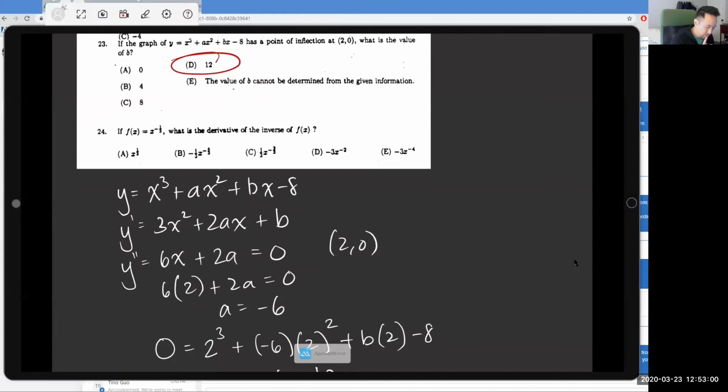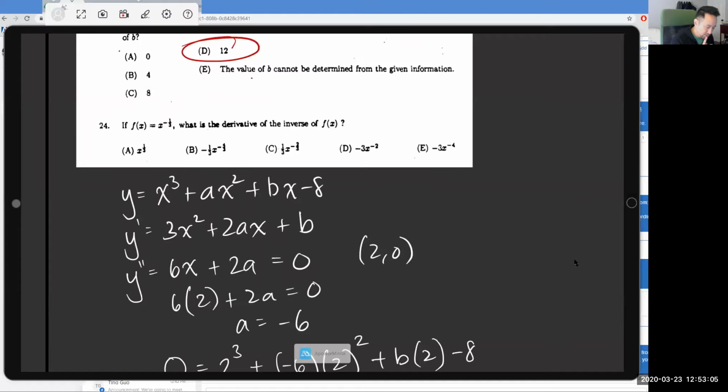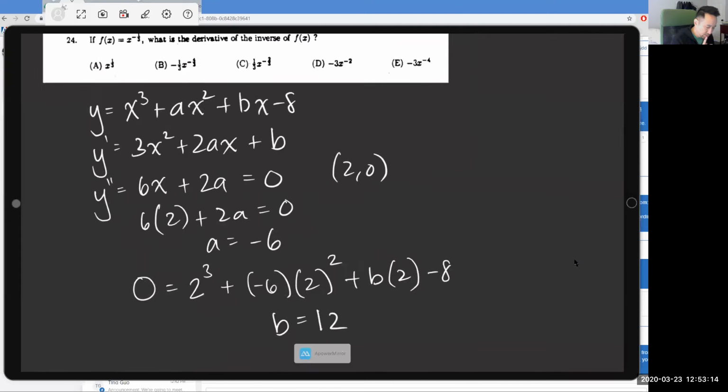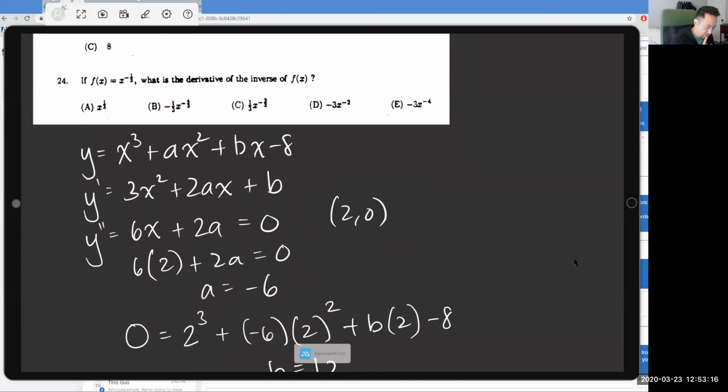Okay, moving on to 24. If f of x is x to the negative 1/3, what is the derivative of the inverse? So we have to find the inverse of f of x first, right? And then we're going to go back and take the derivative.